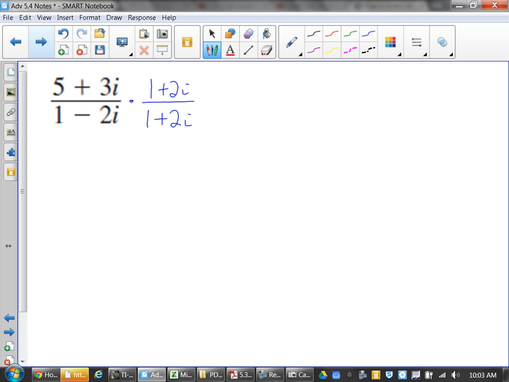Which means all we have to do is FOIL twice. The denominator is going to be easy. When you FOIL out your denominator, you get 1 minus 2i plus 2i minus 4i squared. The middles will drop, and you get 1 minus 4 times negative 1, which is 5. Okay?